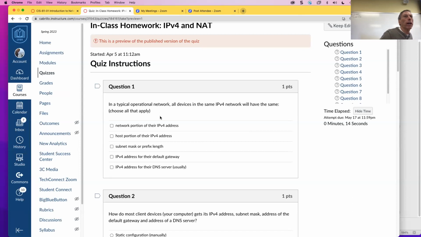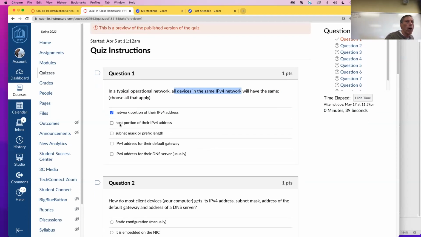In a typical operational network, you want devices to be able to reach devices in their own network and other networks as well. Will all devices in the same IPv4 network have the same network portion of their IPv4 address? Yes, that network portion they're all going to share. Will the host portion be the same on all devices? No. Will the subnet mask be the same on all devices? Yes. Will they all have the same IPv4 address for their default gateway? Yes.